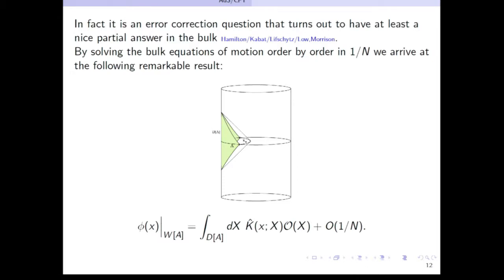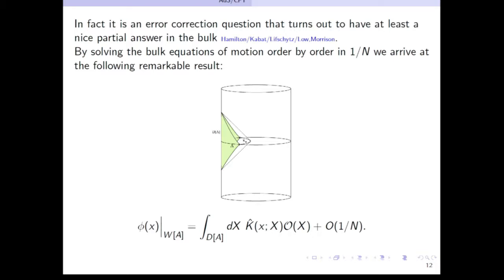So the cylinder here, again, is Anti-de Sitter space. This point x is some point in the bulk. And we're going to be interested in a bulk field phi of x, which is located at that point x. Okay? And so intuitively, you can think of this phi of x as a logical operator, just for reference.